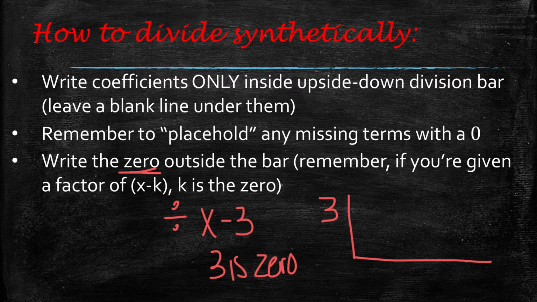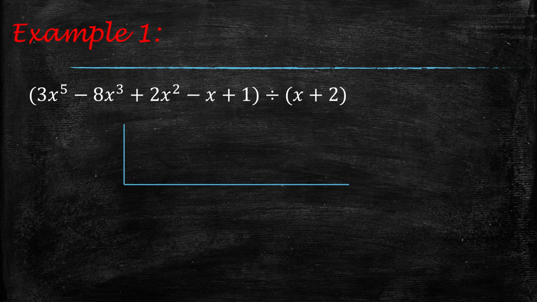So we'll look at a couple of examples. All right, looking at this first example, we have 3x to the 5th minus 8x to the 3rd plus 2x squared minus x plus 1. We're going to divide it by x plus 2. So up to this point, you would have to use long division, okay? But here's how you're going to divide using synthetic division. First, you're going to take what you're dividing by, and we need the 0 of that. Well, the 0 of that would be, if I was going to set that equal to 0, what would it be? Well, it would be x equals -2. So that needs to go on the outside of your upside down division bar.